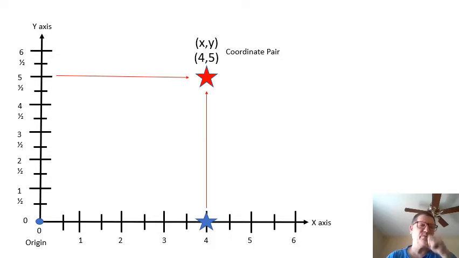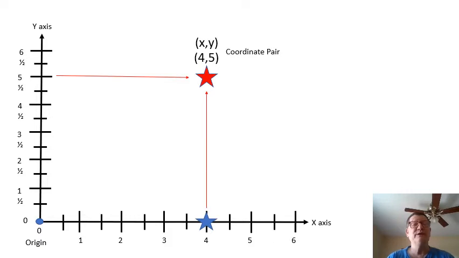When we were talking about on a line, it said it was 4. But now that we're talking about the coordinate plane, how would we say the coordinate pair for the blue star? Think about it for a minute. How far over did we come on the x-axis? How far up did we go on the y-axis?